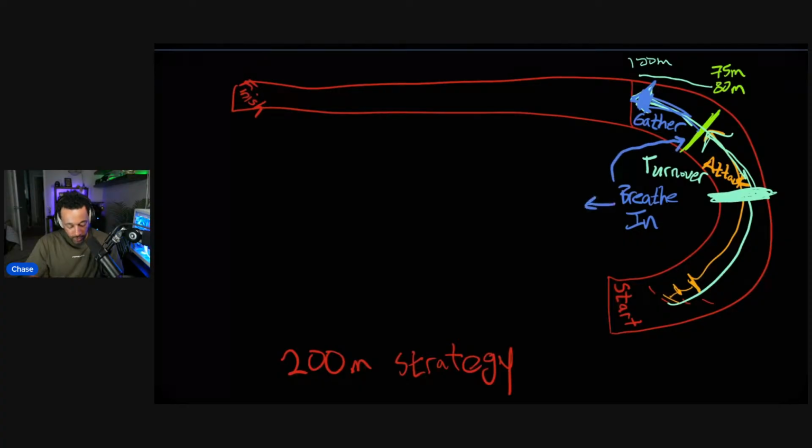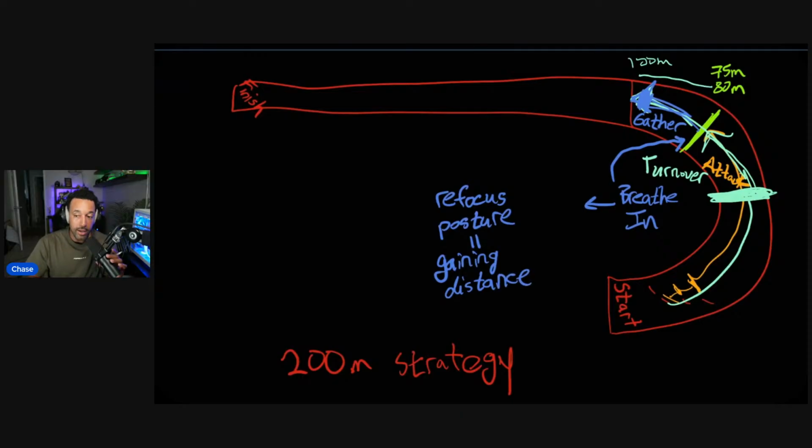And we want to refocus on posture, gaining distance. All right, Anthony. So I'm going to breathe in, stand up tall, make sure that I'm gaining distance. When I hit this 100, I'm going to breathe out and really place my focus on covering ground.